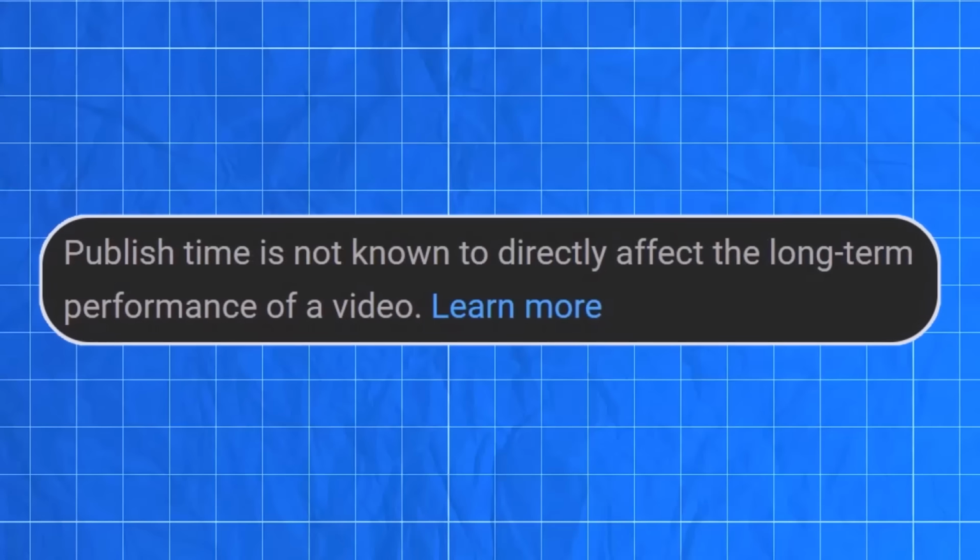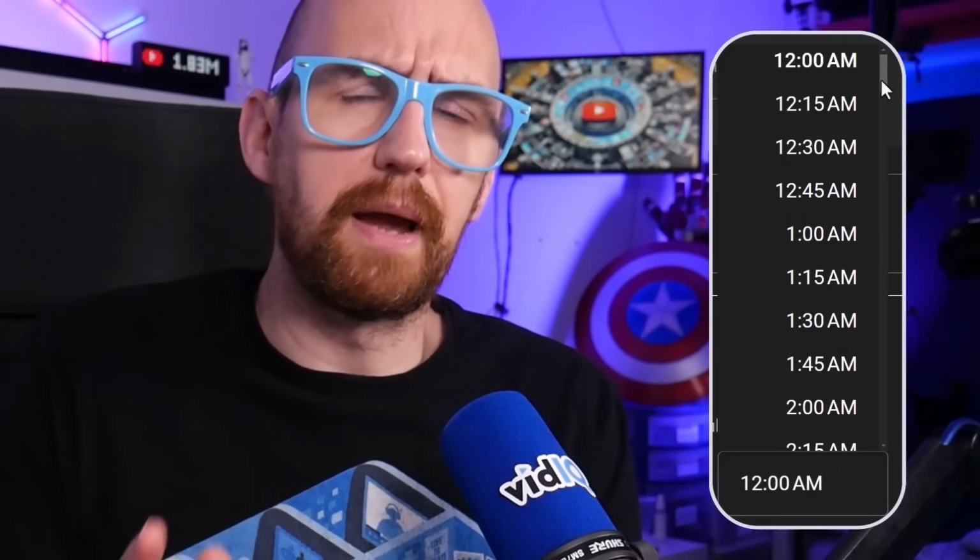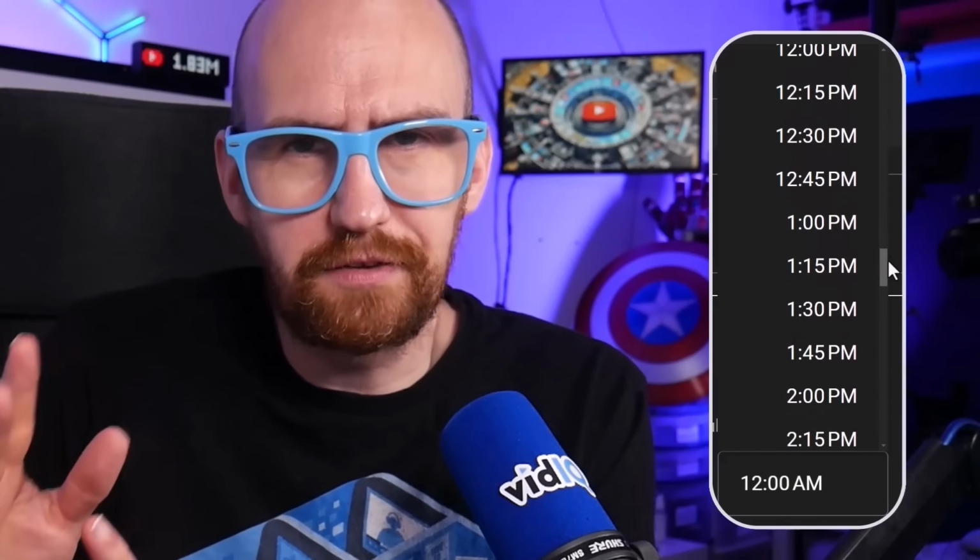Now, YouTube do state that the publish time of the video does not impact its long-term performance. But at the same time, you don't want to publish your videos when none of your viewers are on YouTube, right? It just doesn't make any sense. And as a bonus tip, try publishing your videos not at the top of the hour, say 1:15 or 6:45. That means your notifications are not competing with everybody else's.